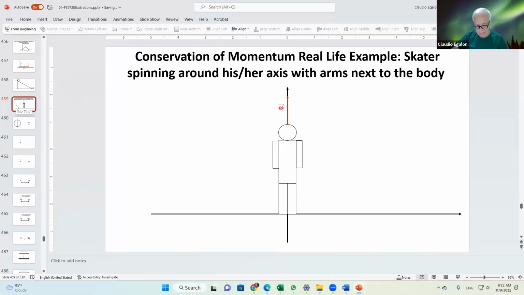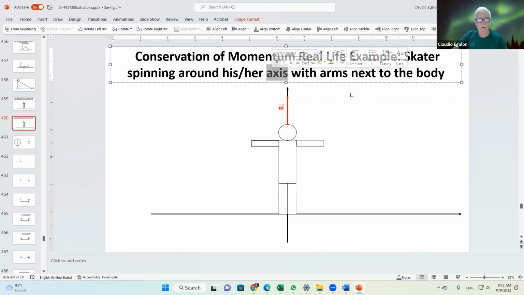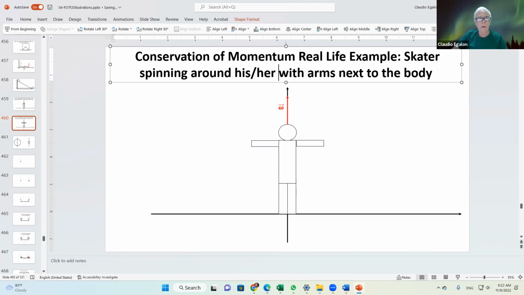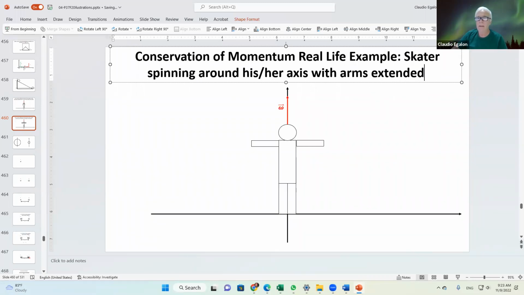And then when the skater extends her arm, it can be modeled as a cross, right? Conservation of momentum, real life example, skater with her arms around her axis, with arms extended.